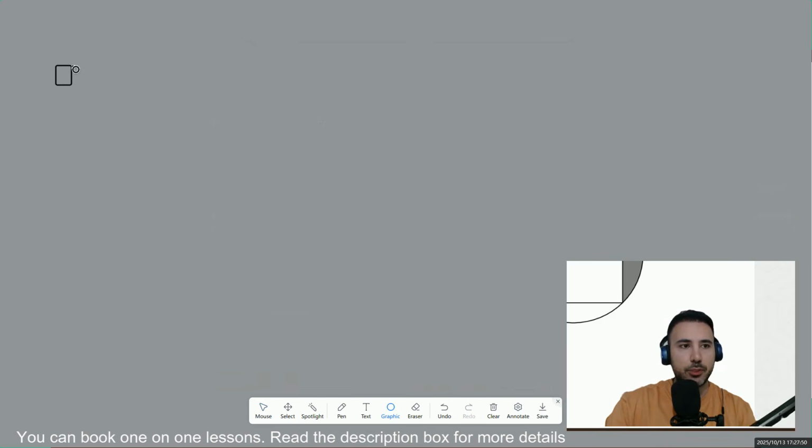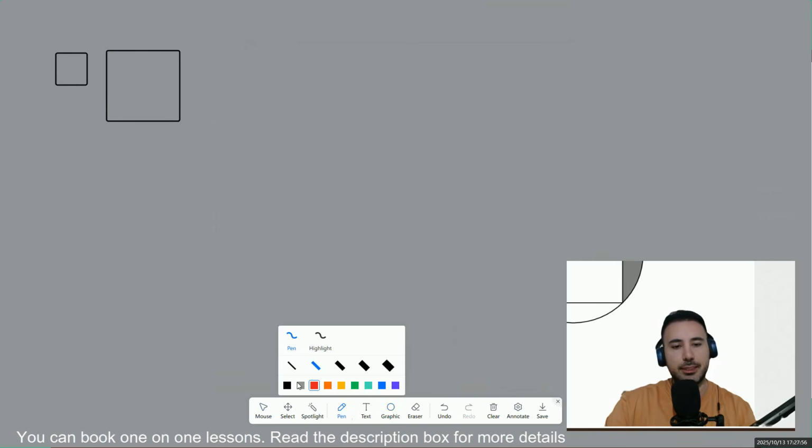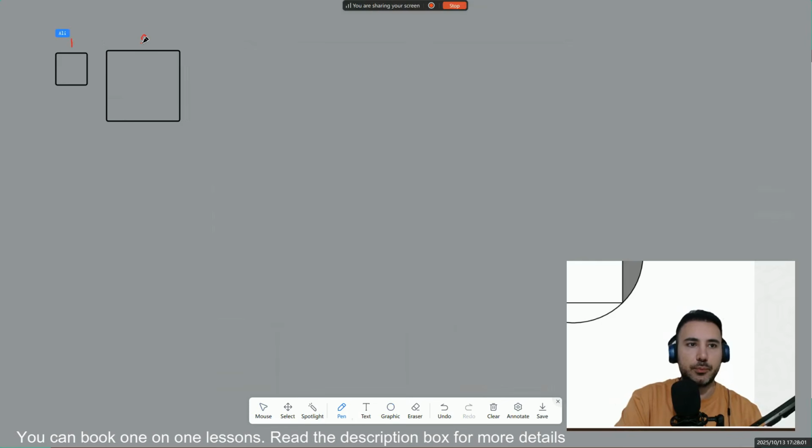So if we have two squares like this, the ratio of the sides, for example, the small one is 1. The bigger one is actually 2. Right? The ratio of the sides is 1 to 2. What is the ratio of the areas? The sides are 1 to 2. The areas is going to be 1 times 1, and this is going to be 2 times 2. So 1 to 4. The ratio of the areas is going to be 1 to 4.